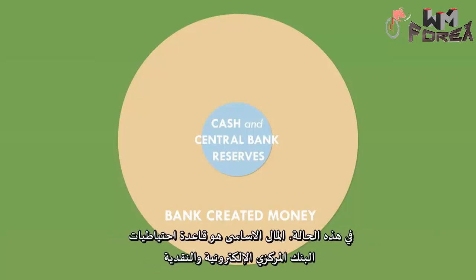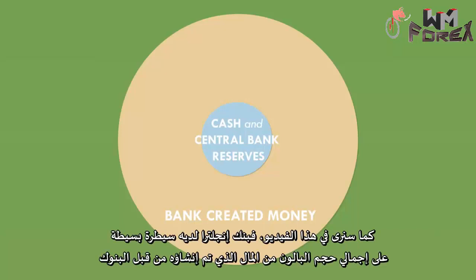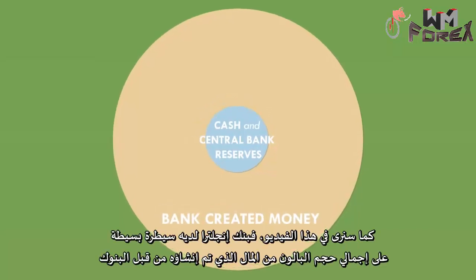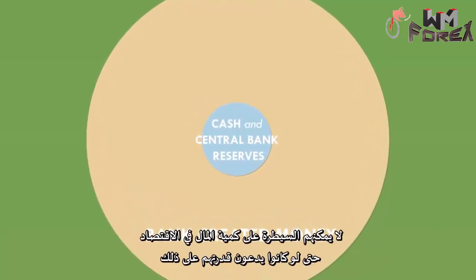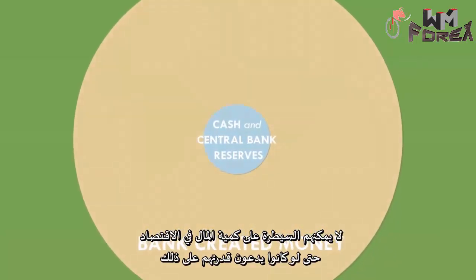In this case, the base money is the electronic central bank reserves and cash. As we'll see in this video, the Bank of England has relatively little control over the total size of the balloon of bank-created money. They can't really control how much money is in the economy, even if they claim to be able to. The outer balloon of bank-created money could expand out of control and the Bank of England wouldn't be able to stop it, at least not within the current monetary system.